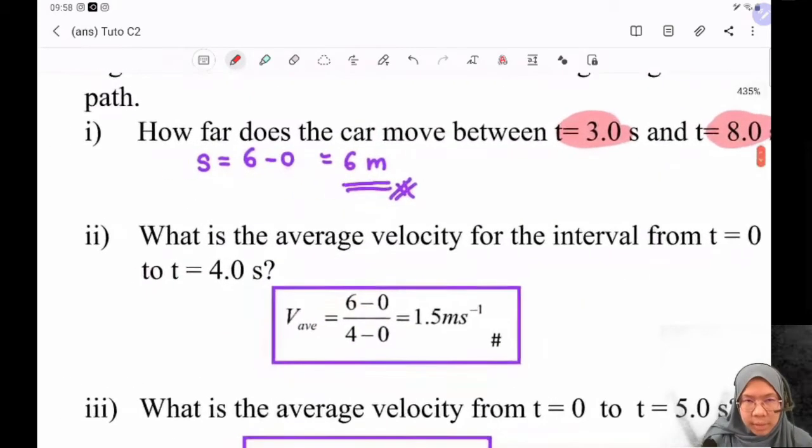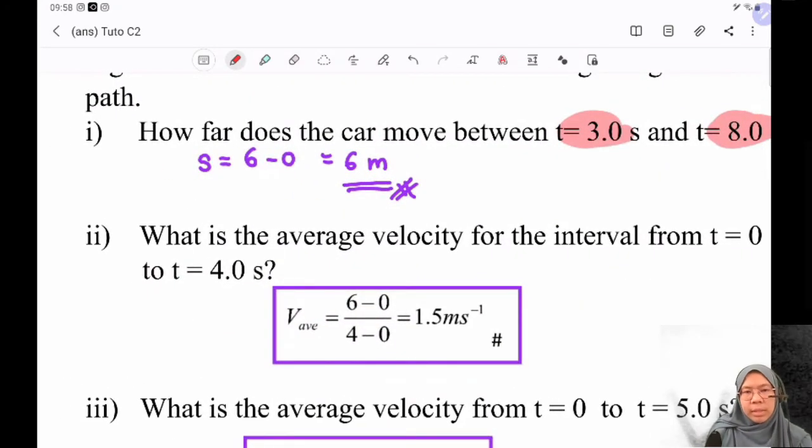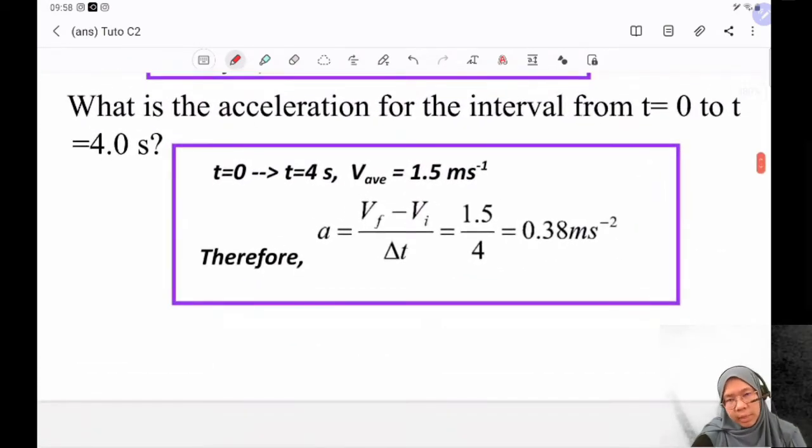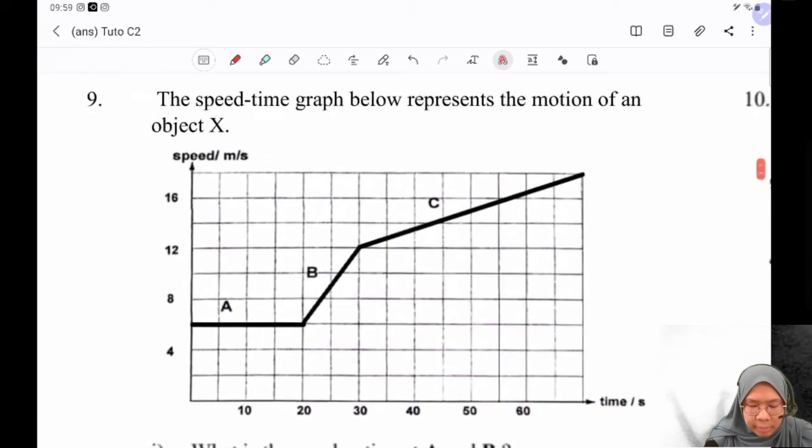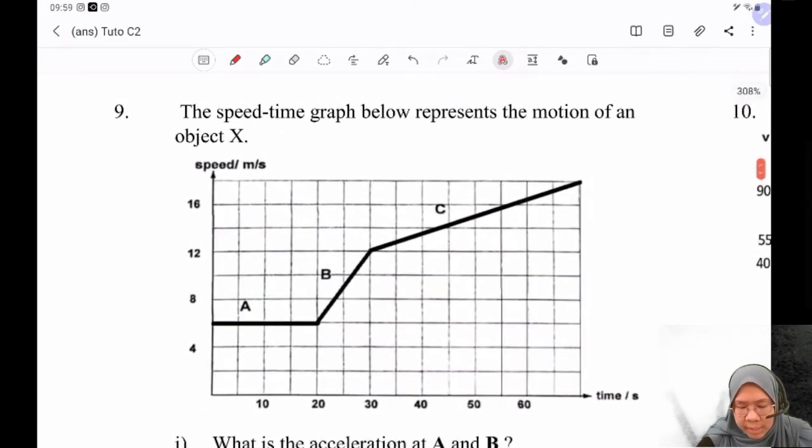So tadi kita dah kira dah, the average velocity adalah 1.5 meter per second. Ini untuk 0 sehingga 4 second. But then the last question dia tanya acceleration pada jangka masa yang sama. So we just take the value, then divided by 4 second, we get 0.38 meter per second squared. Right, then we go to number 9, the speed time graph below represents the motion of object X.